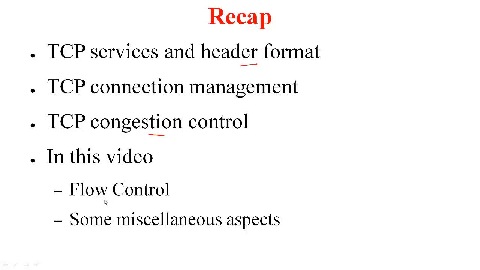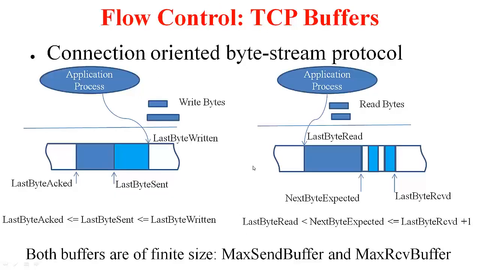In that context, we will also address the flow control problem and also cover some miscellaneous implementation aspects. Flow control is about managing TCP buffers. So that is the problem we are looking at right now. I mentioned earlier that TCP is a connection-oriented byte stream protocol. In that, the application process writes bytes into the TCP send buffer and the receiving application process reads bytes out of the TCP receive buffer.